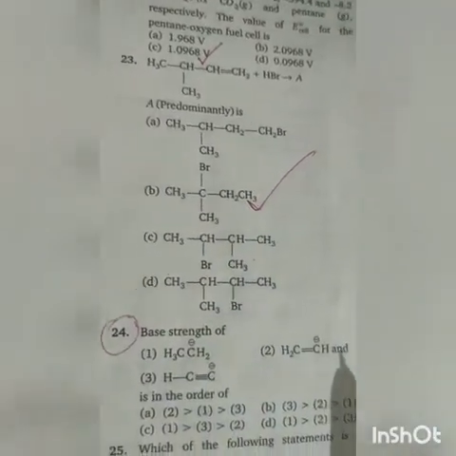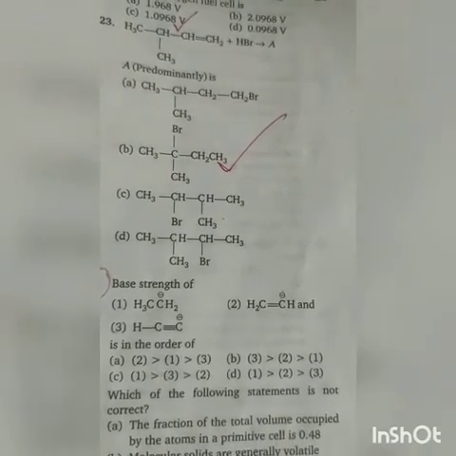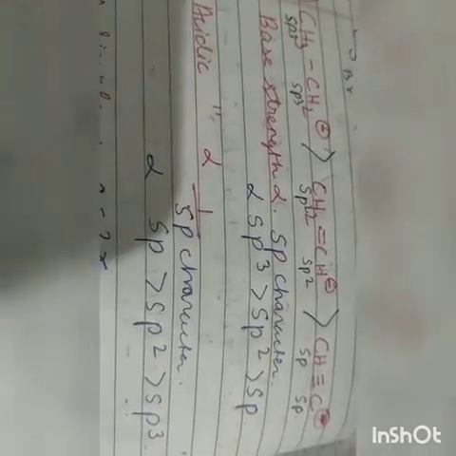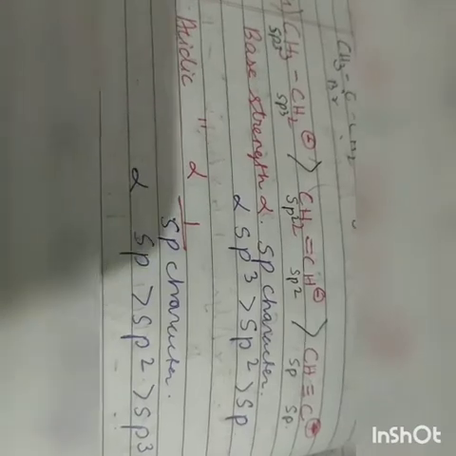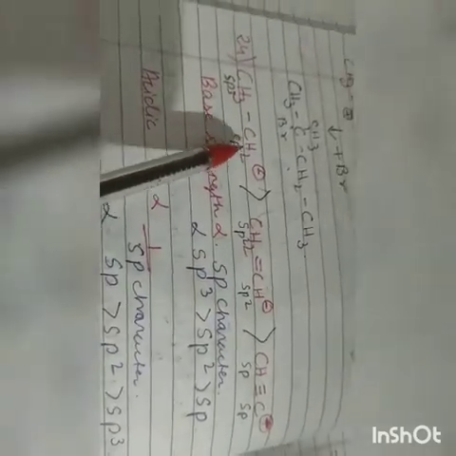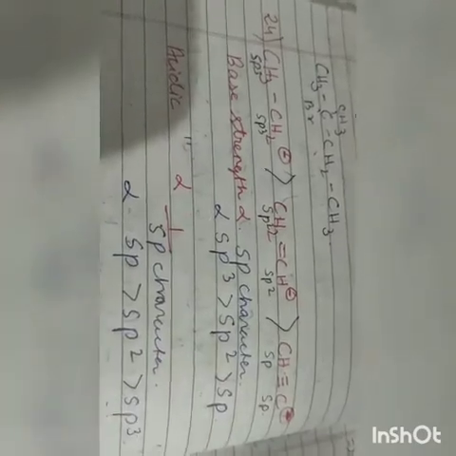Now question number 24. Base strength of these three species is in order of. So we know that basic strength depends upon s character, and its sequence is sp3, sp2, sp. sp3 will be more basic than sp2 and sp, and in acidic strength it is reversed. So in this we will just see its hybridization. This is sp3, this is sp2 and this is sp. So this is the correct sequence. So 24 is option D, 1, 2 and 3.